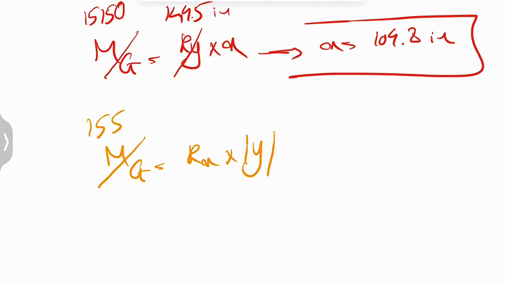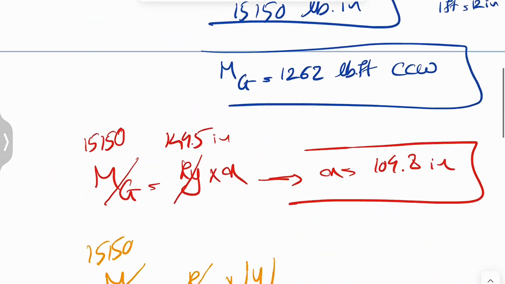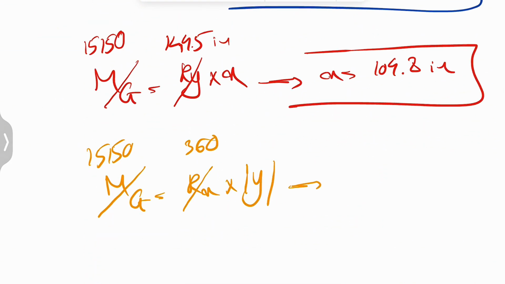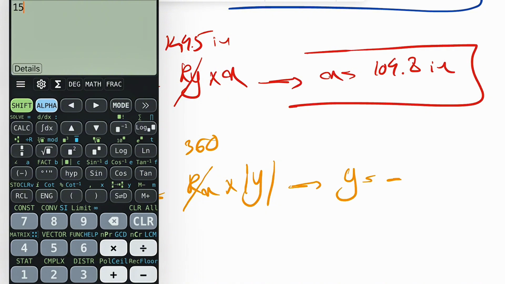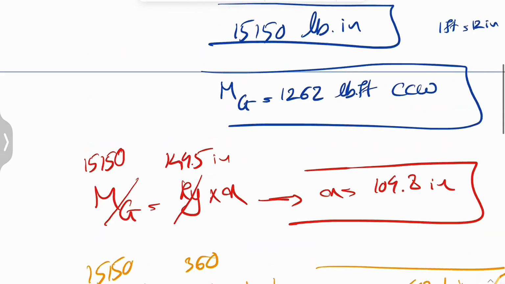So 15,150 and Rx was 360. So this is going to give us y. I was going to put the negative sign. So 15,150 divided by 360. And this is going to be 42.1 inches as our x and y intercepts.